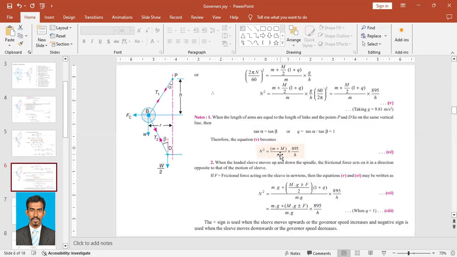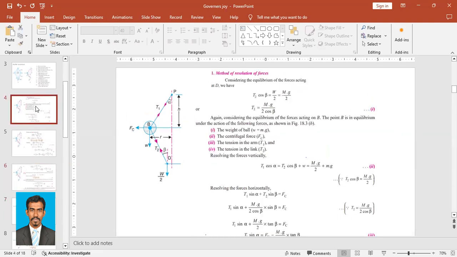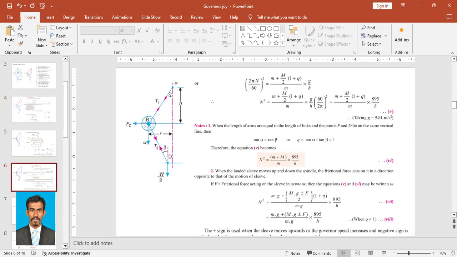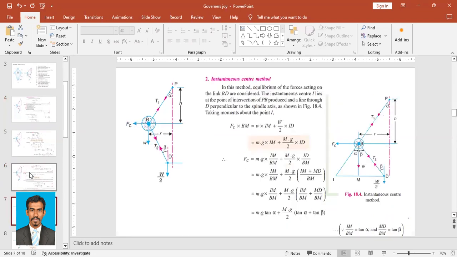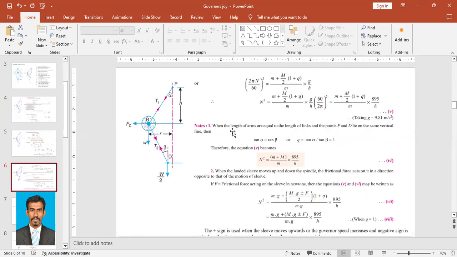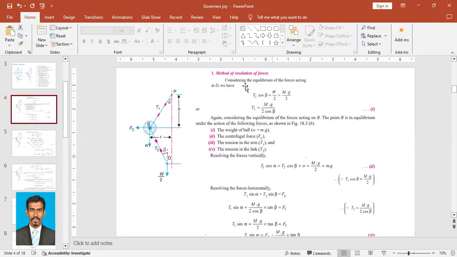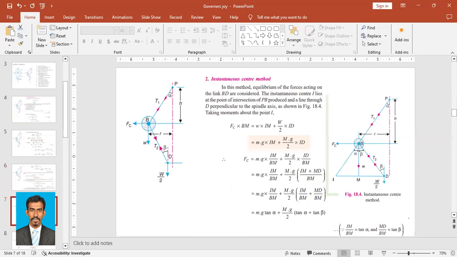So this is the first method of solving such kind of equation, that is the method of resolution of forces. Why is it called resolution of forces? We resolve the forces here for this central mass, or central load, and we resolve the forces for this ball, right? And we eventually end up in the final solution. So that's why it is called solving by resolution of forces, right? And we have another method also.